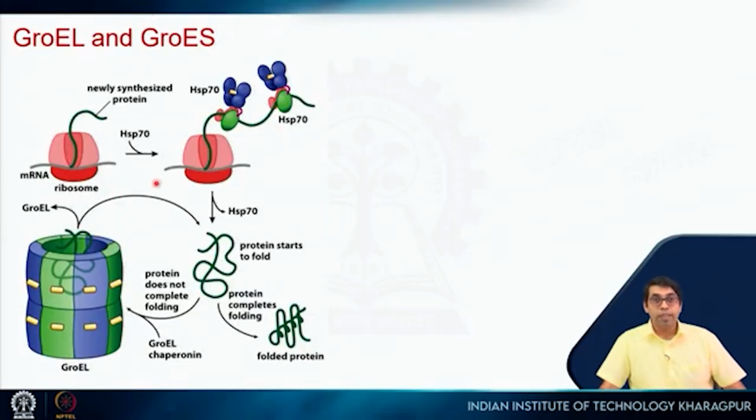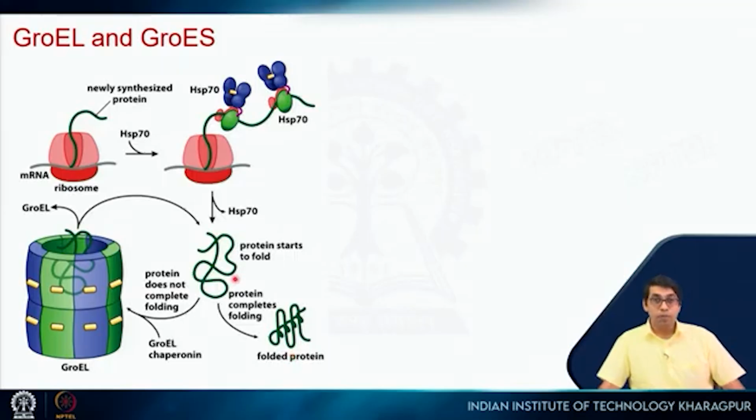Apart from that, there are other types of proteins called GroEL and GroES. So this is mRNA, this is the ribosome, and the protein is getting synthesized. Now these chaperones, in this case we are seeing one particular type of chaperone called HSP70. HSP stands for heat shock protein and 70 is its molecular weight, so it is 70 kilodalton in size. This chaperone binds it and prevents it from aggregating. Now this chaperone will go out and allow this protein to fold, and it will complete its folding.